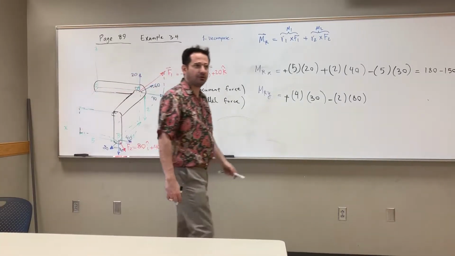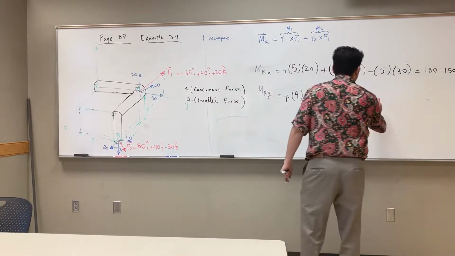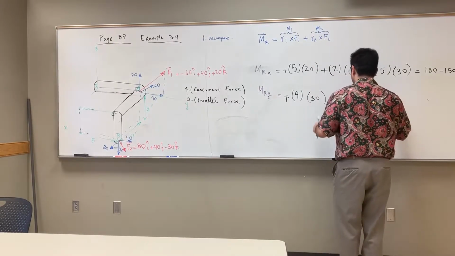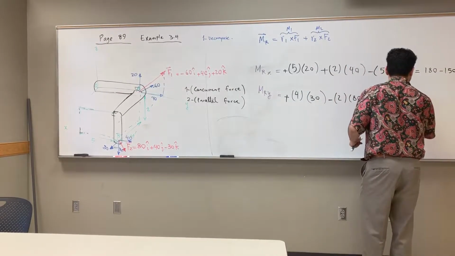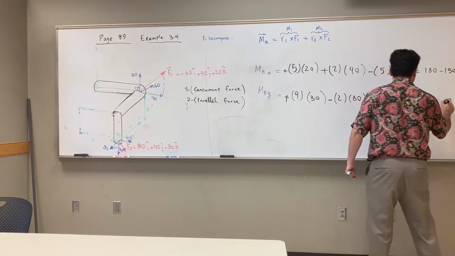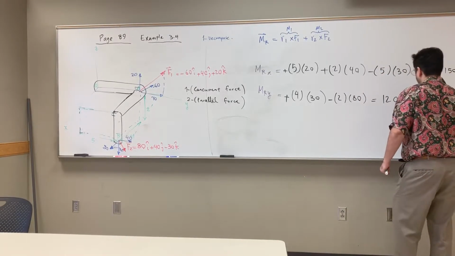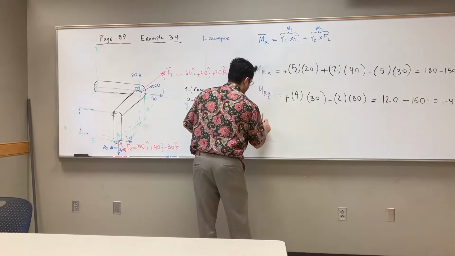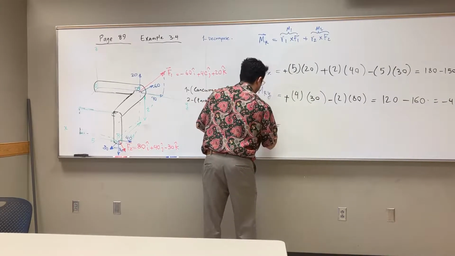This is the y component. You see how fast it is? It could be even faster. So 120 minus 160 is negative 40. Now resultant moment with respect to z-axis.